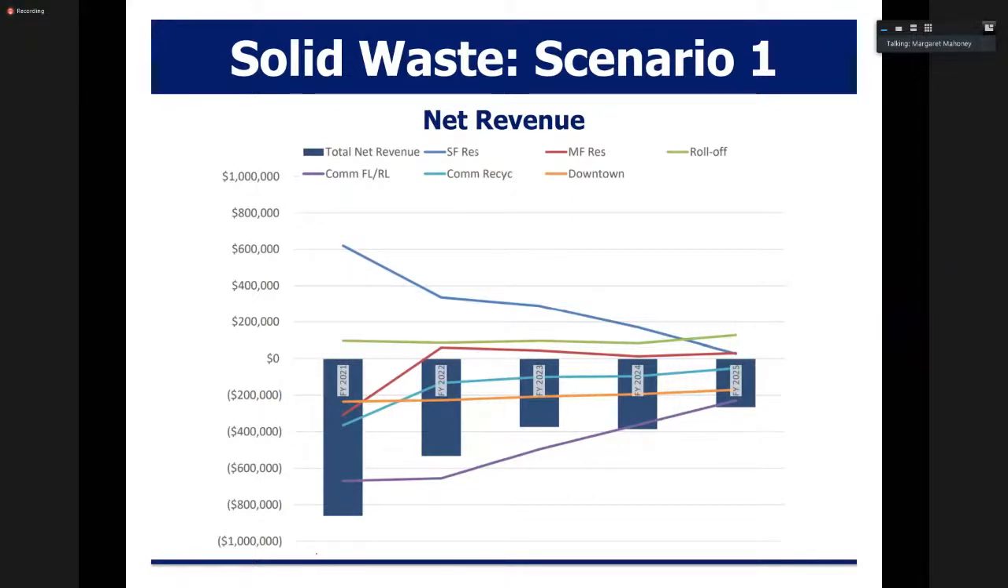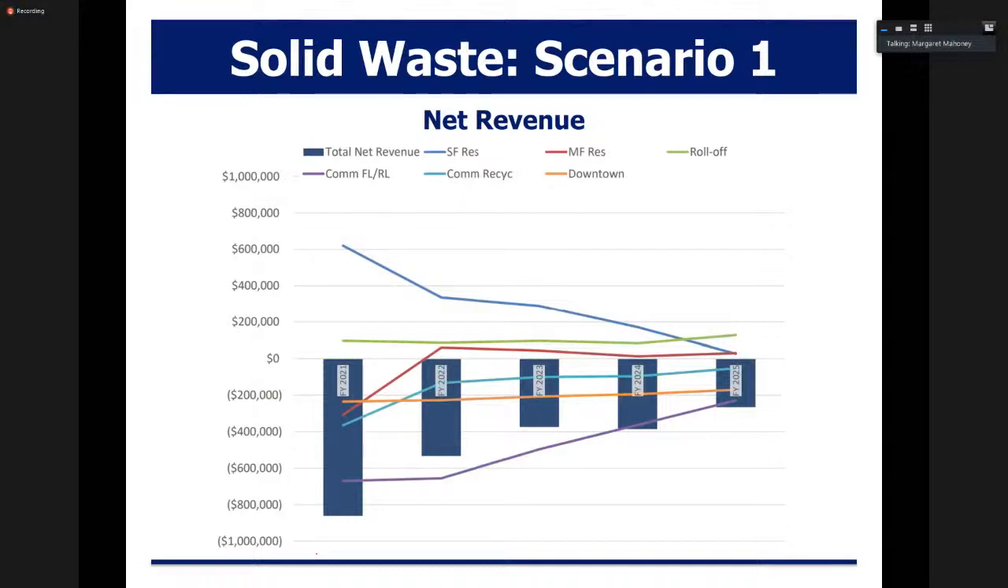Conversely, you have this purple line down at the bottom of the screen. That's the commercial front and rear load. And so that one is over negative 650,000. So that's deficit spending for that particular operation. And then it is approaching zero. It's getting much closer to zero by 2025. So all of the lines are moving in that direction. So that's our target here by the end of 5 years, is to get to that goal there.